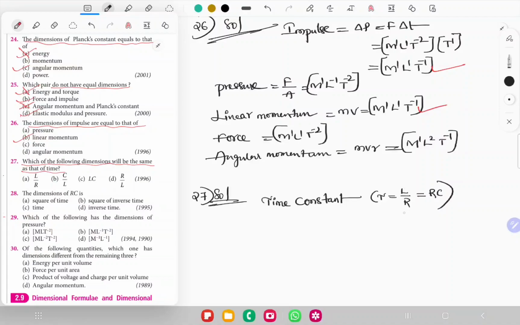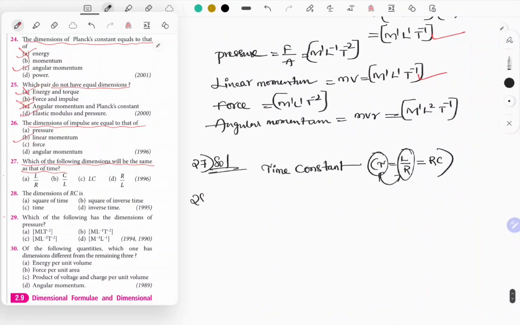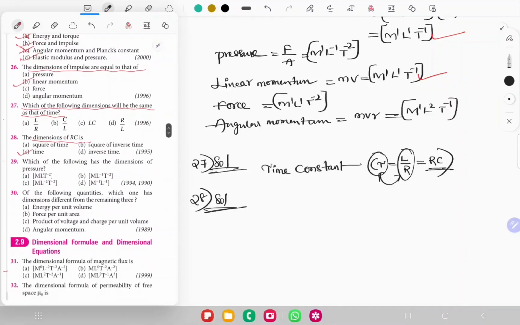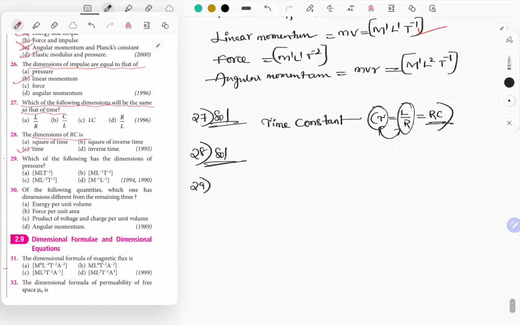So L by R, and they're asking which of the following dimensions will be same as that of time. Okay, L by R and time dimensions are same. That's the meaning. Time constant formula. Next, RC. Now, if you understand, RC dimensions of RC are same as time, right? Yes. Which option is correct? Option C. Next, this is a formula you have to remember. So when it comes to 12th, or whoever completed 12th, whoever going through the 12th, those are the people who can understand.